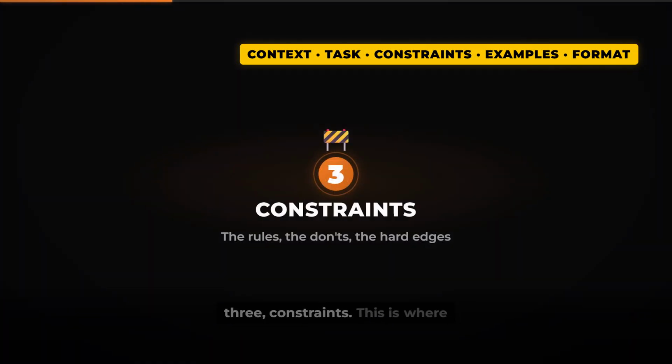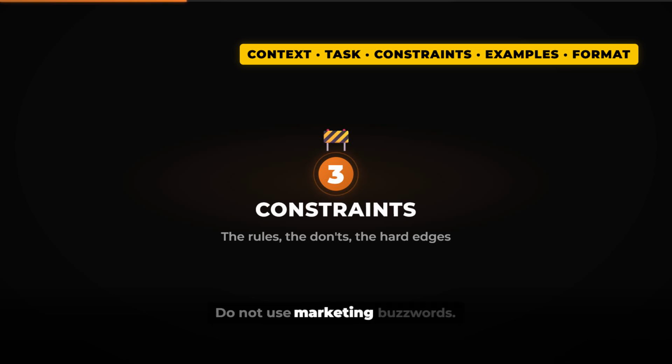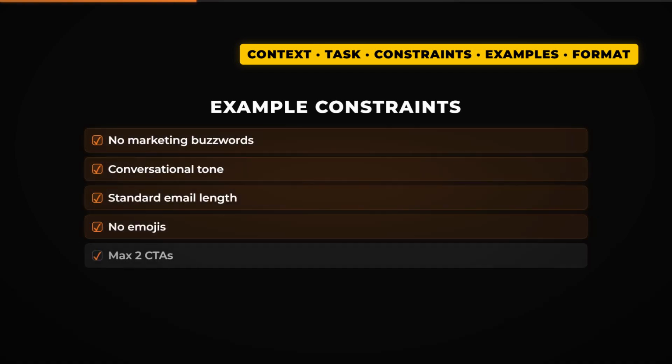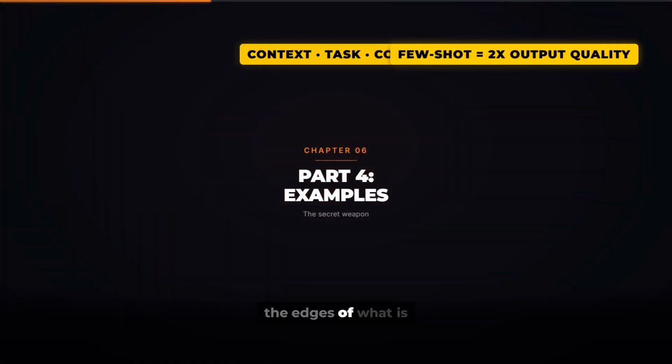Part 3: Constraints. This is where most people fail. You need to tell Claude what not to do, what to avoid, what rules it must follow. Do not use marketing buzzwords. Avoid saying revolutionary or game-changing. Keep the tone conversational, must fit inside a standard email length. No emojis. Every constraint you give makes the output sharper, because Claude knows the edges of what is acceptable.